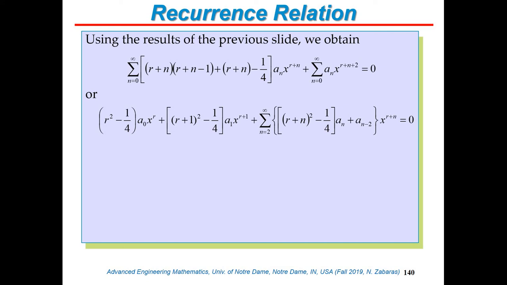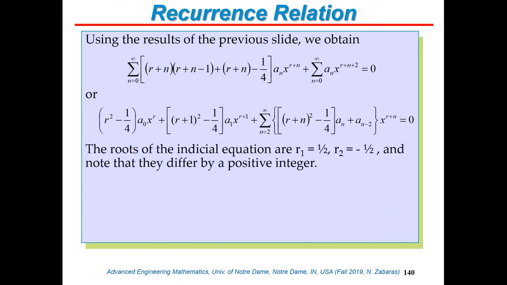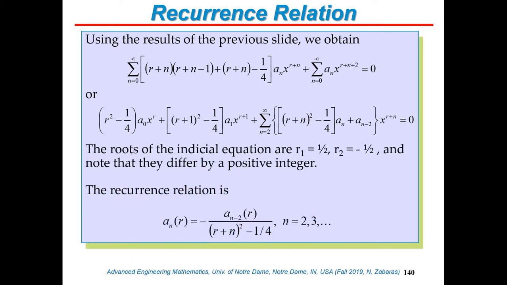In some sense, that's not good news because r1 minus r2 is equal to 1, which is an integer. So we know that something special may be happening for the second fundamental solution y2. So we need to investigate that. And of course, you see the recurrence relation relating here a_n and a_(n-2) given by this nice equation on the bottom of the slide.